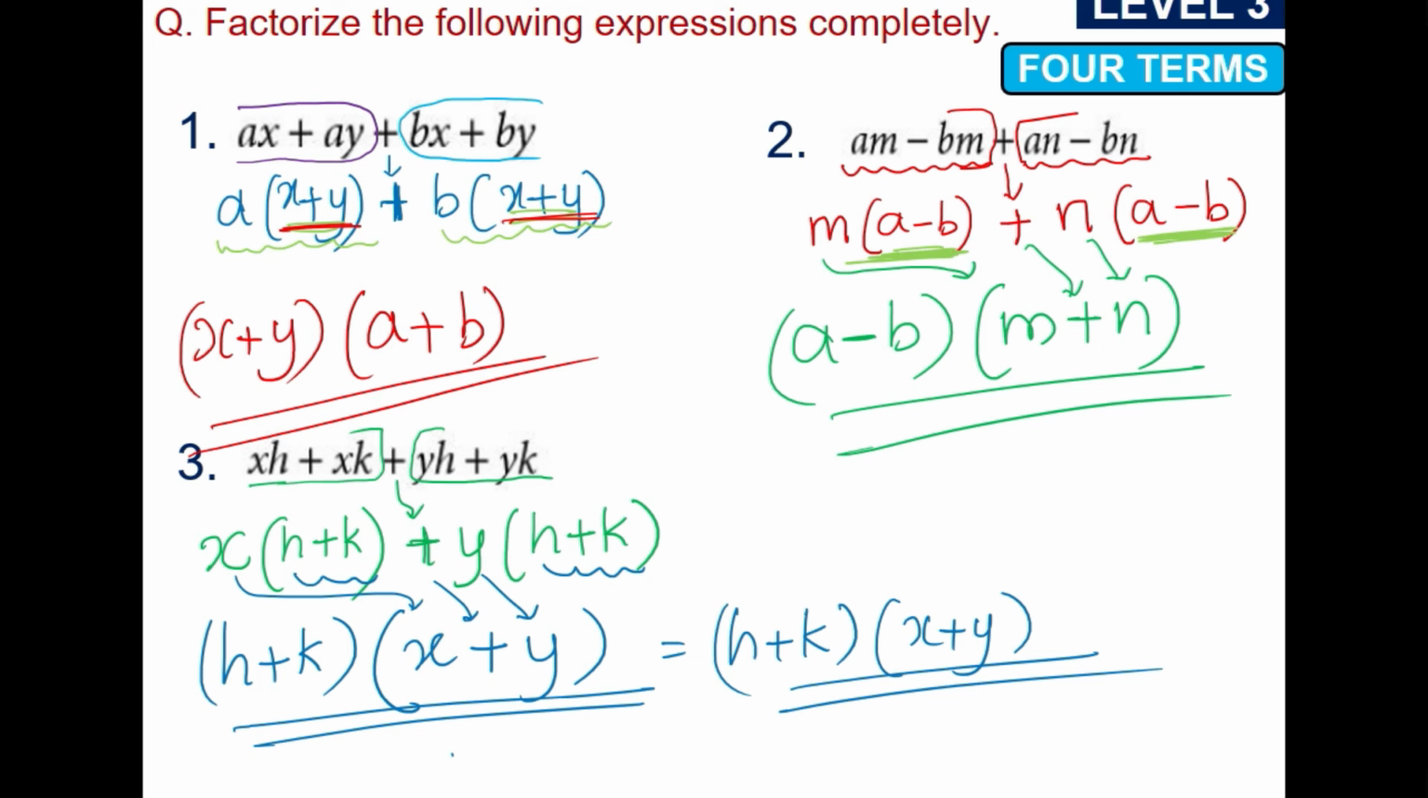So factorizing level 3, 4 terms needs a bit of attention, where you group them and then once you do the factorization for them, you again look for the common term for each. So this is how you do it. Thank you.